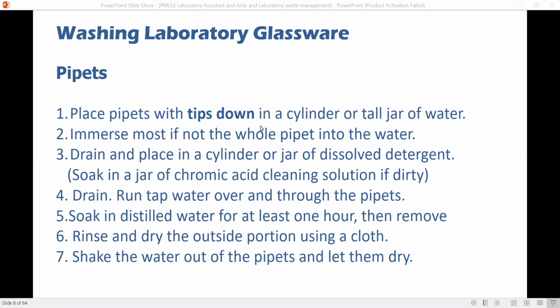Parang pareho lang din sa basic. Dito lang kailangan be careful kasi baka mabasag itong tip of the pipette mo. So basically, if you're going to summarize, you have to rinse with water, and then lagay mo sa dissolved detergent, and then after that, run mo tap water over through the pipettes. Mahirap mag-wash talaga ng pipettes pag wala kang washer. And then soak, babad mo sa distilled water, and then rinse, and then dry, ganun.